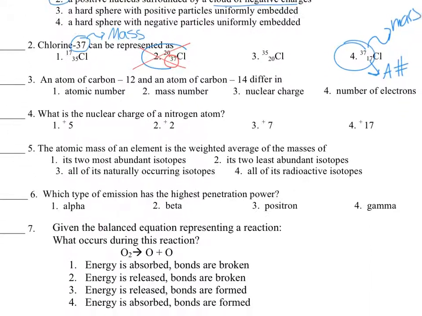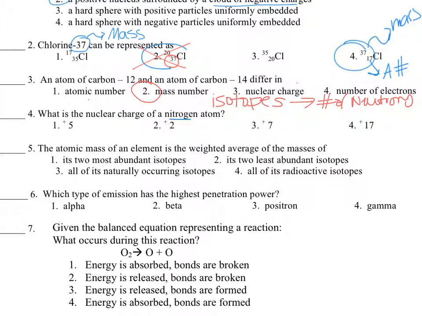Alright, let's look down for number 3 here. An atom of carbon 12 and an atom of carbon 14. They are isotopes of each other, and they differ on only their mass number. They have the same atomic number, they have the same nuclear charge, and they have the same number of electrons. The only thing that they differ on is their mass number because of their number of neutrons.